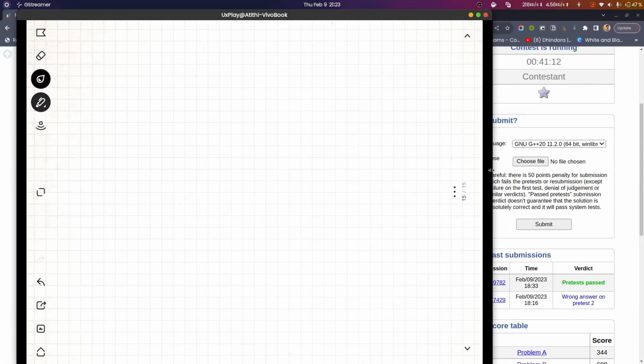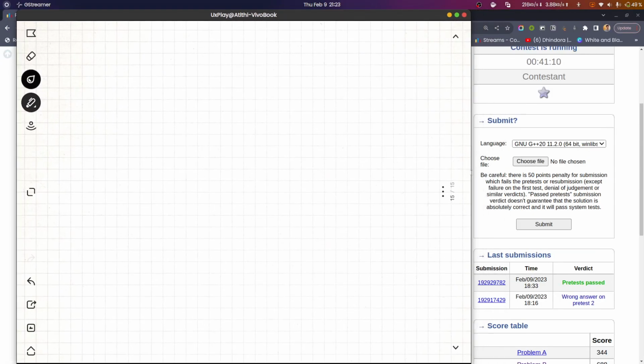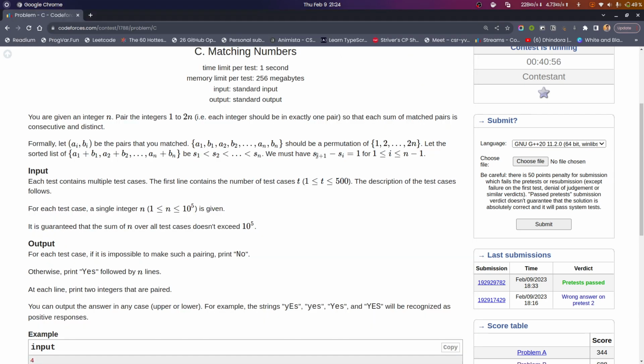Let me take the numbers like this, that all the numbers from 1 to 2n are present, and I have to take the numbers in such a way that a plus b will be here, then c plus d will be here, e plus f will be here. In this way all the numbers will be present. Also it is given that (c plus d) minus (a plus b) must be equal to 1.